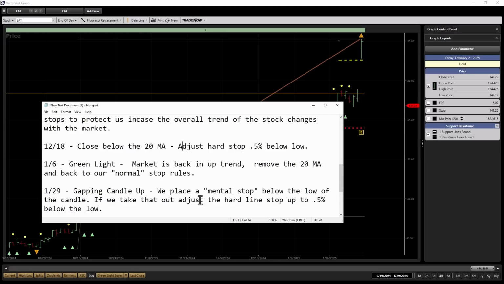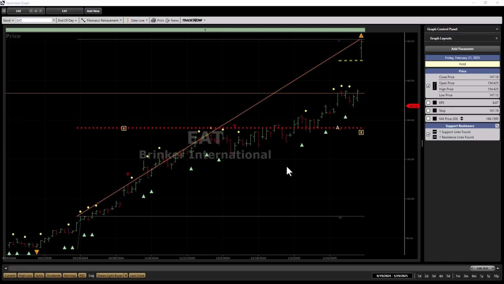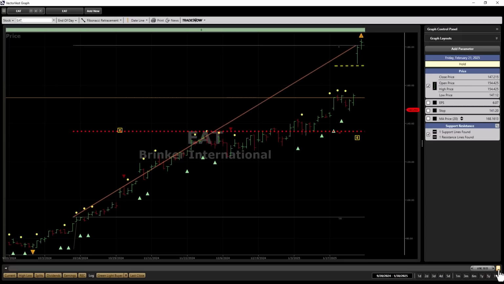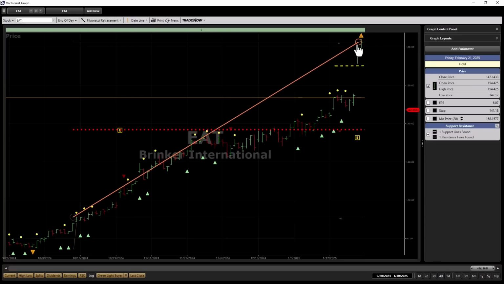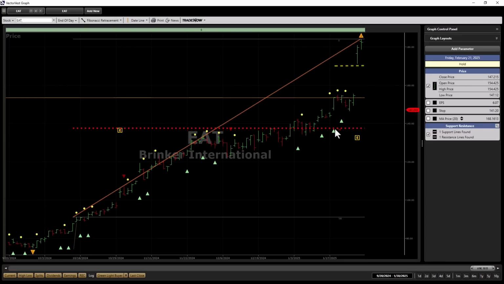If we take that out, adjust the hard line stop up to 0.5% below the low. All right? So next day, things keep going up. Everything's looking good. We're going to keep adjusting that stop up. Now remember, this stop back here is the one that's trailing. We're not using that yet. The one that we're still watching is this guy.